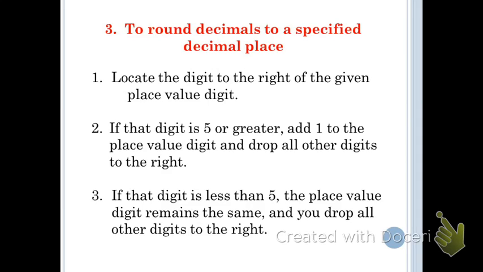To round decimals to a specified decimal place, 1. Locate the digit to the right of the given place value digit. 2. If that digit is 5 or greater, add 1 to the place value digit and drop all other digits to the right. 3. If that digit is less than 5, the place value digit remains the same and you drop all other digits to the right.